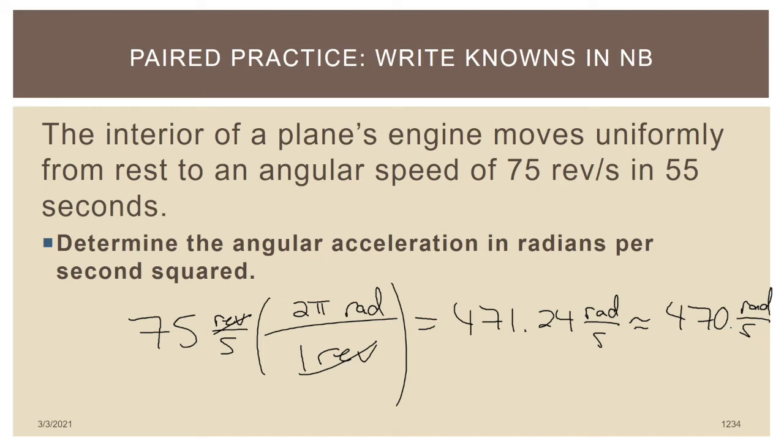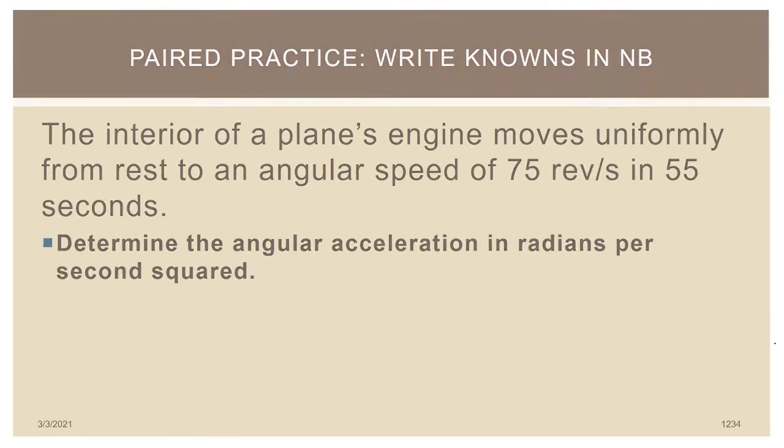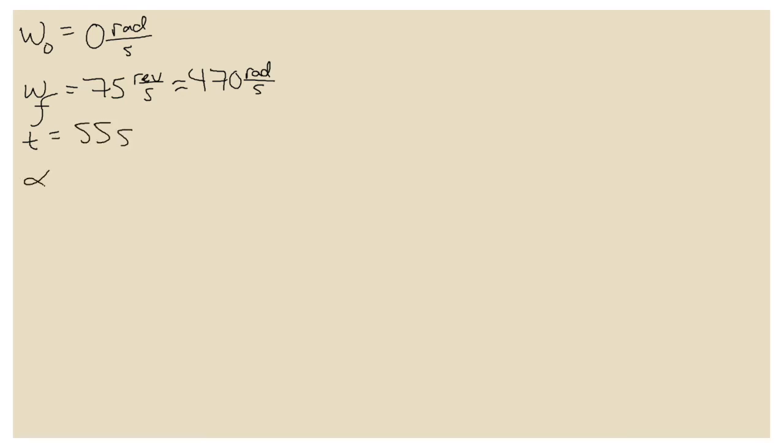The interior of a plane's engine moves uniformly from rest to an angular speed of 470 radians per second in 55 seconds. And we're looking for the angular acceleration in radians per second squared. So our initial angular velocity here is going to be 0 radians per second. They tell us the thing is initially at rest. Our final angular velocity, as we just saw, was told to us to be 75 revolutions per second, but we calculated that as 470 radians per second. The time, as given in the problem, is 55 seconds, and we're looking for our angular acceleration, which is alpha.